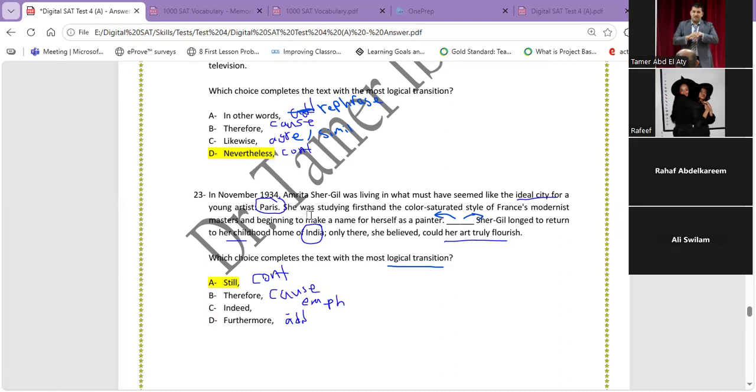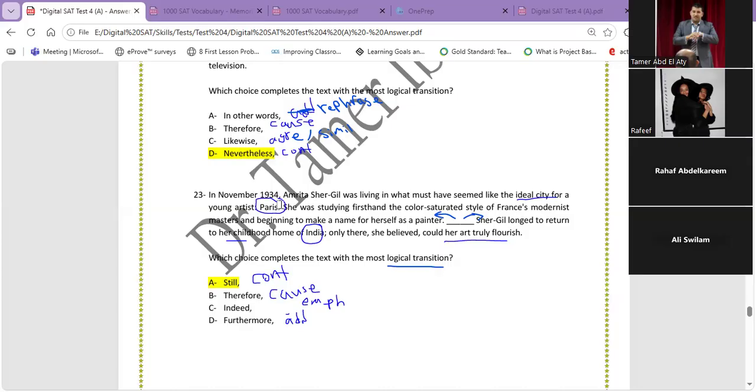She was studying firsthand the color saturated style of France's modernist masters and beginning to make a name for herself as a painter. Wait, Dr. Tamer, who is she? I need to know who she is. So take a sentence before, no problem.